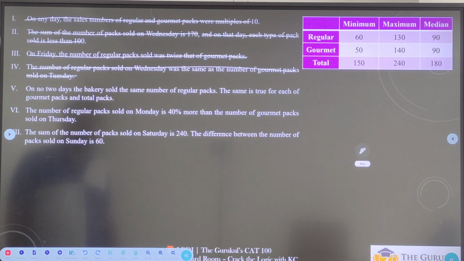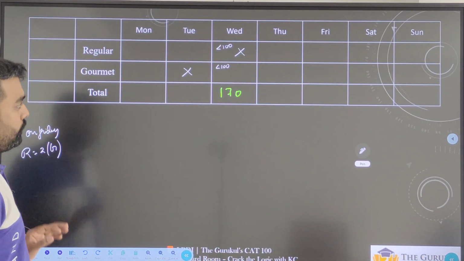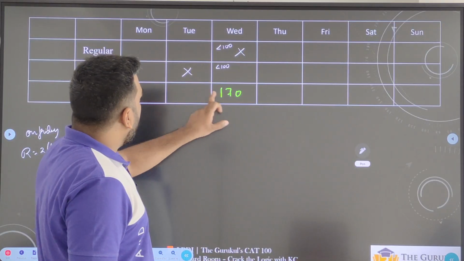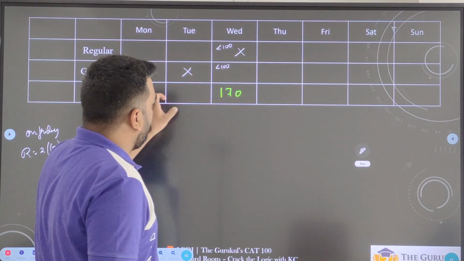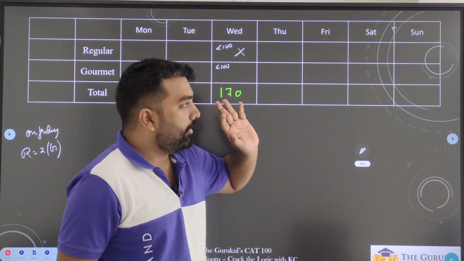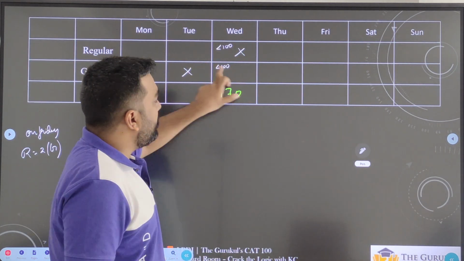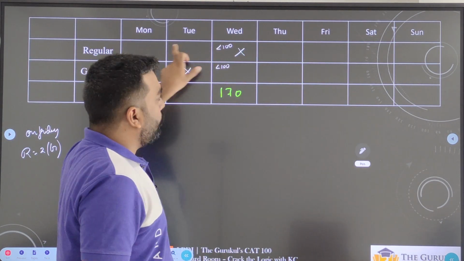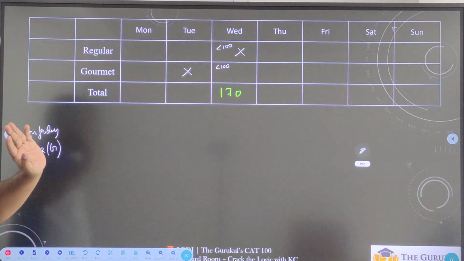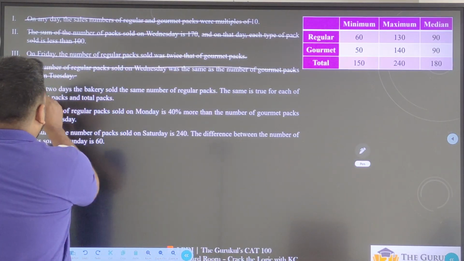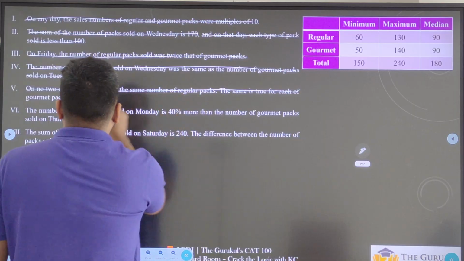On no 2 days did the bakery sell the same number of regular packs, and the same is true for the gourmet packs and the total packs also. What is happening here? If I get 170 on Wednesday as total, I should not have 170 anywhere. If I get 10 over here, I should not have 10 anywhere. If I get 30 over here, I should not have 30 anywhere. Perfect. That statement is also done.